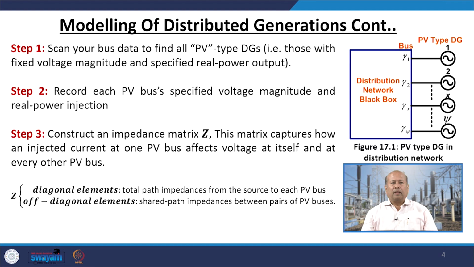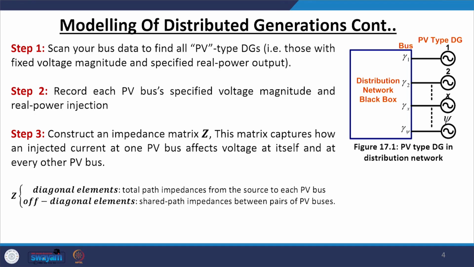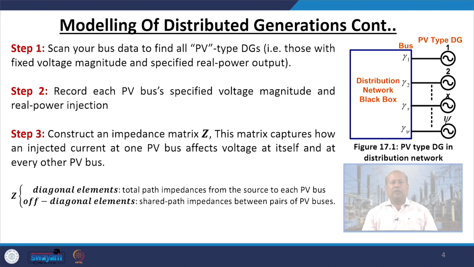Now, in the process of modeling of distributed generations, step 1 would be to scan your bus data to find all PV type distributed generators, that is those with fixed voltage magnitude and specified real power output. Means in a given distribution system, identify the PV type buses of the whole system. Step number 2, record each PV bus specified voltage magnitude and real power injection. Step number 3, construct an impedance matrix Z.